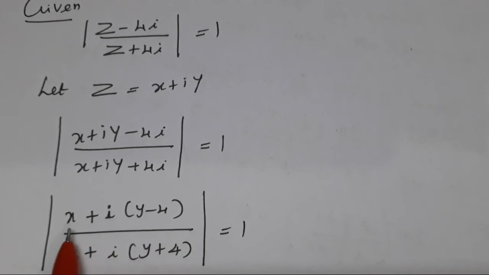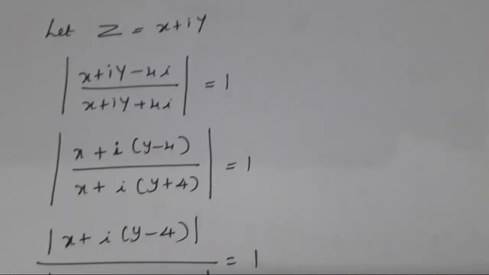y minus 4. This is the real part, this is the imaginary part. See the denominator: x plus i, take i common, y plus 4. Modulus value equal to 1.